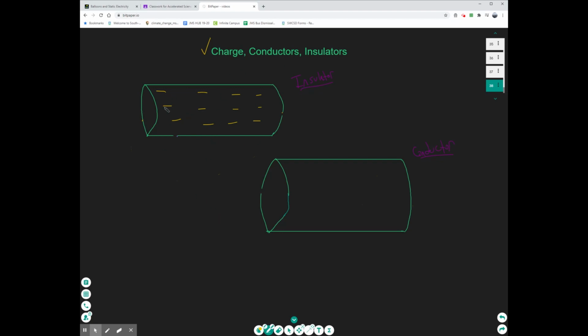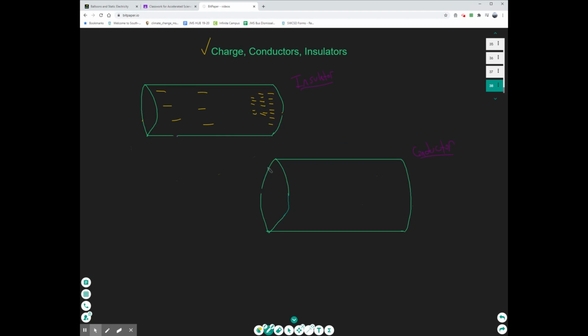They can't go anywhere. So wherever I apply the charge using whatever thing I use to apply it, they're stuck there. Let's say I really want to charge one side of this object. I could just say, here, have a whole bunch of charge on this one side, and it's stuck there. It can't go anywhere. That's what an insulator does.